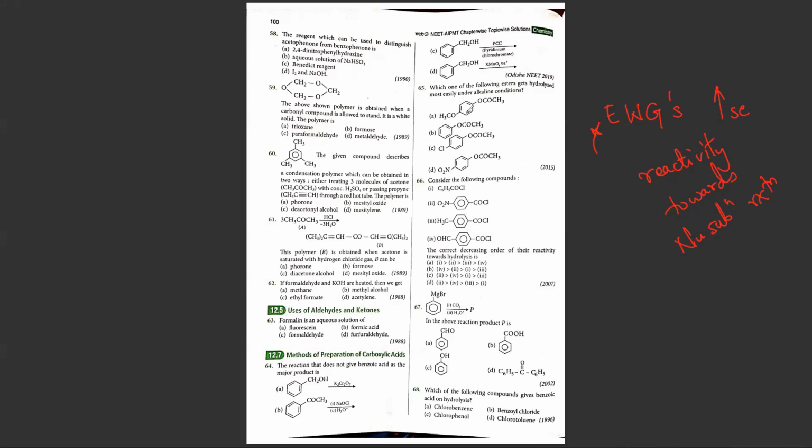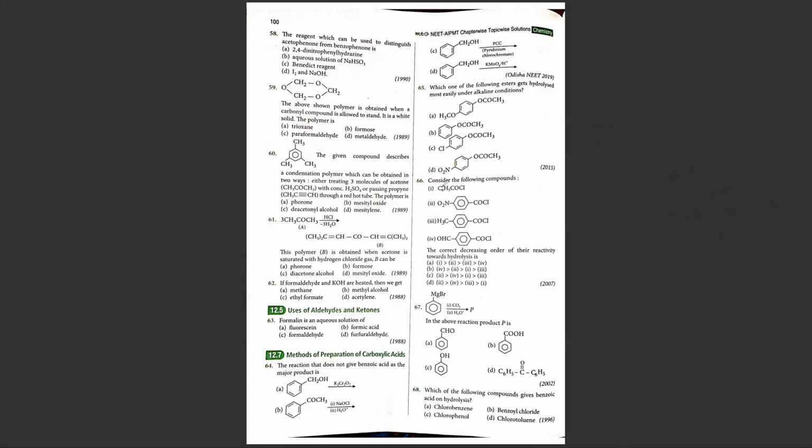So here you can see which is the electron withdrawing group in the following options. Can you tell me? It is the nitro group, right? The nitro group is a strong electron withdrawing group. So whenever strong electron withdrawing groups are attached to the benzene ring, they will increase the reactivity towards the nucleophilic substitution reaction.